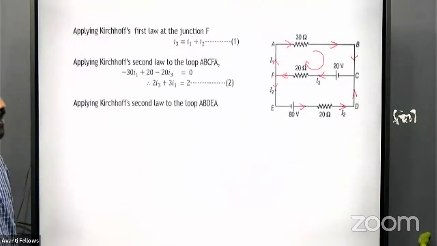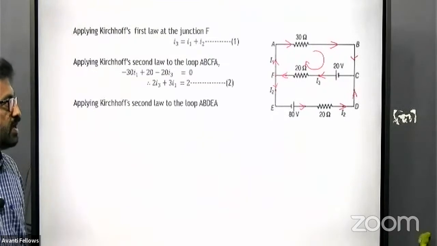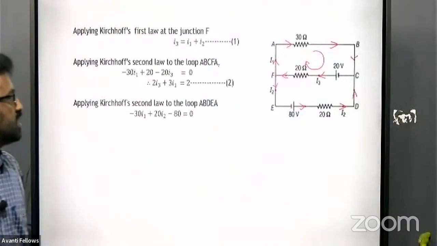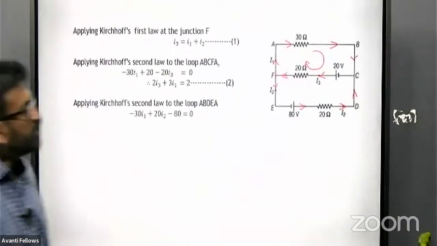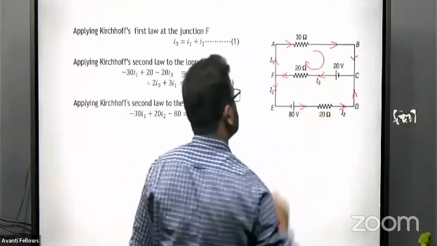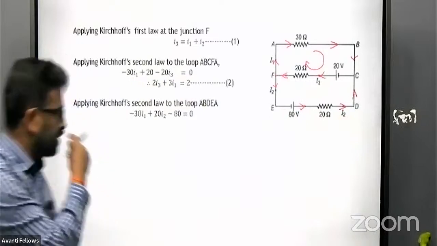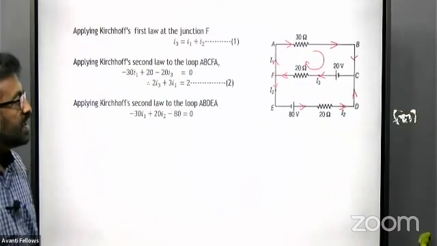Then we can apply the second law to the loop ABDEA, the outer loop. Then we get the same 30I1 plus 20I2. The 20I2 is here. The current is towards this and we take it like this. So it is 20I2, then 80 volt.